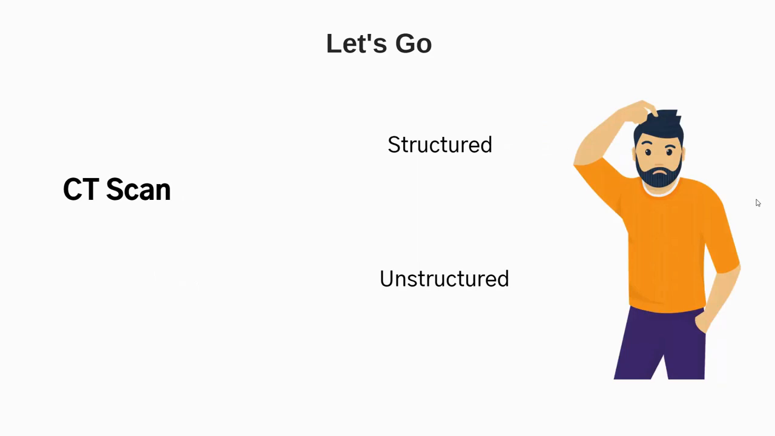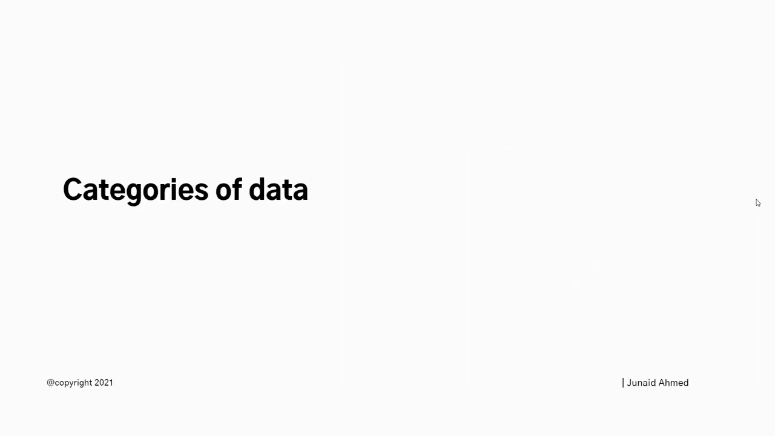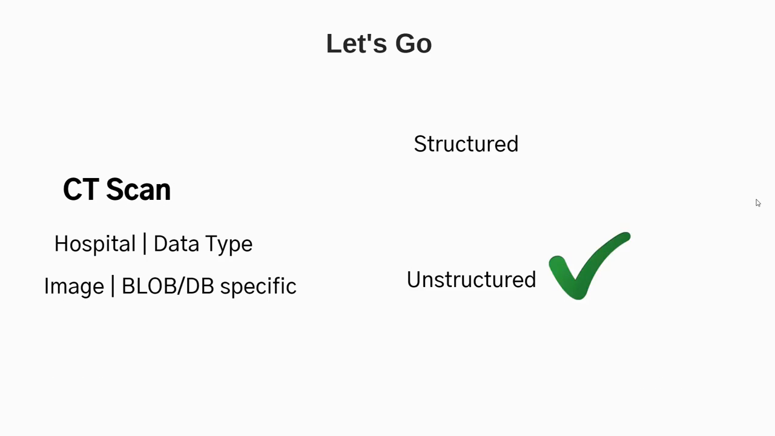Now CT scan, this would be what? Structured or unstructured? This is an image at the output or at how it is rendered, right? So it's going to be unstructured. And how it would look, for example, in a hospital, you have an image and the data type is going to be blob, or if it's an unstructured database, then it'll be one of the file systems, right? Great.